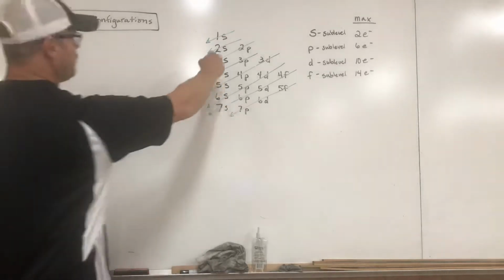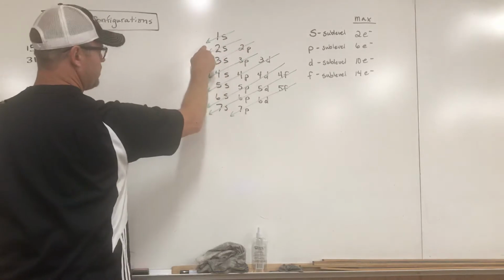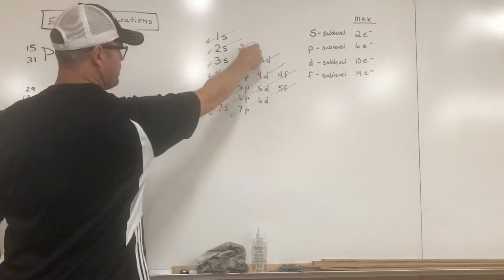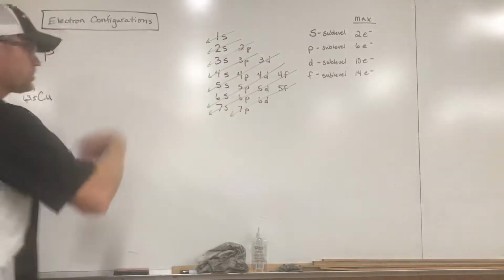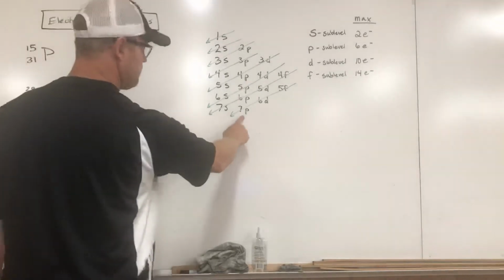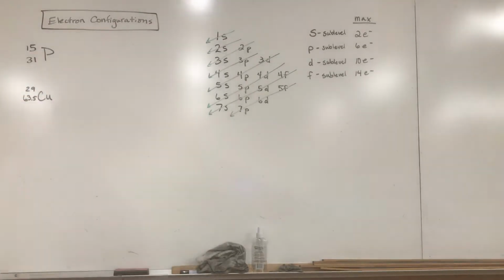So what we're going to do is follow these arrows. The 1S fills up first, then the 2S, then the 2P, then the 3S, and so on. And we just keep working our way down. 7P is the largest one we're ever going to have to consider.